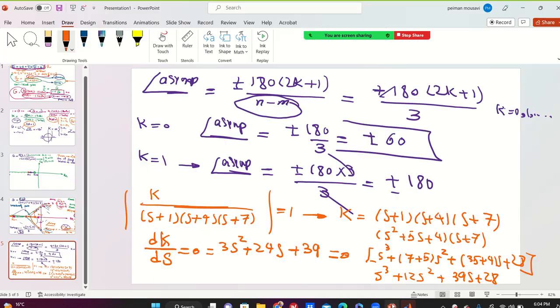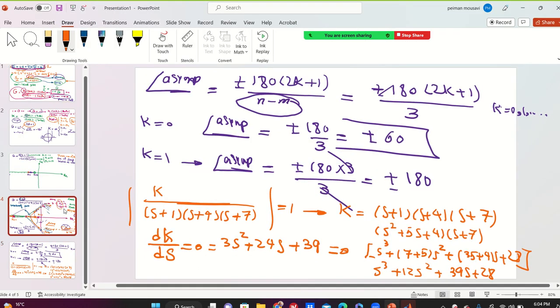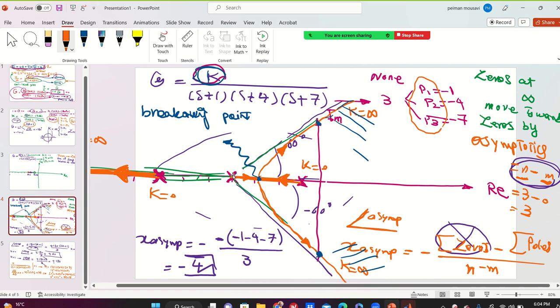You have two breakaway points. Now look here. One of them is minus 5.7, one of them is here. Is it possible to be here? Breakaway point? No, it must be inside. So it's minus 2.2, almost here. So we found that the breakaway point is minus 2.2. This is not arbitrary, it doesn't leave from everywhere. See what I'm saying, everybody? Yes? Great.